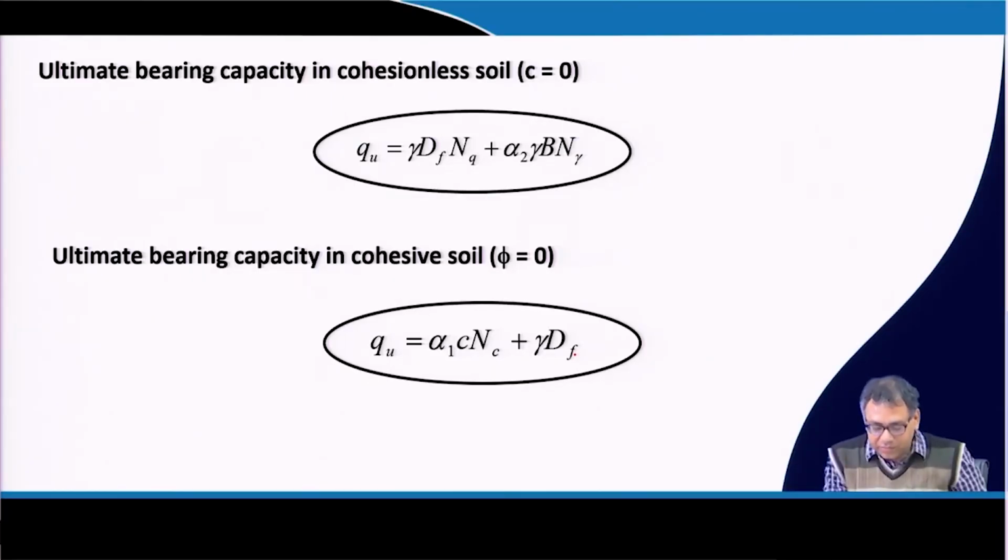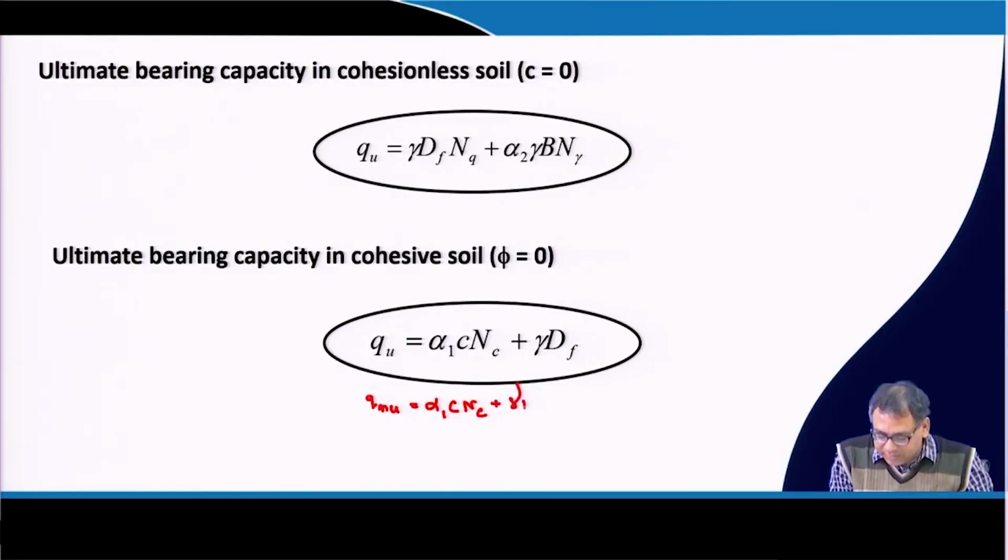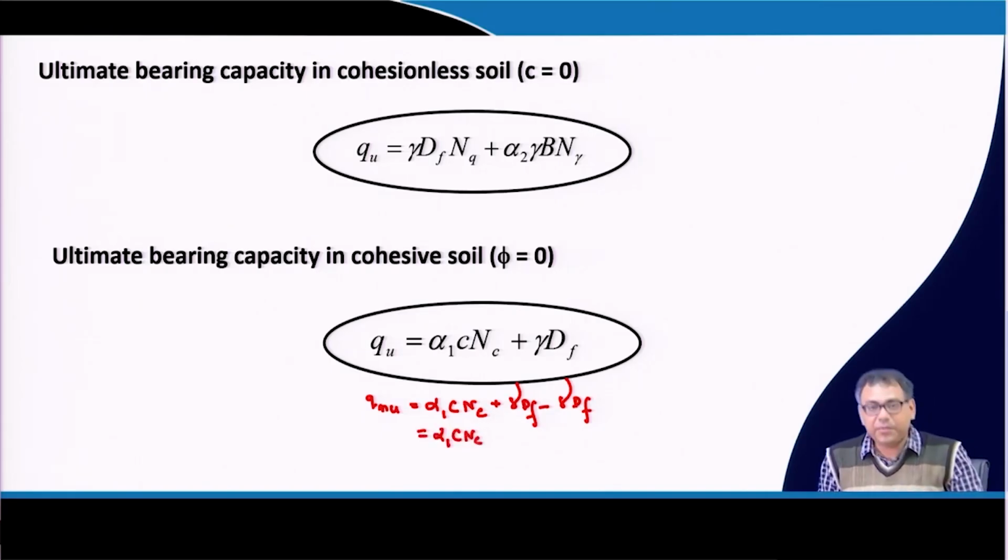But if you want to calculate the net ultimate bearing capacity, q net ultimate, then this will be alpha 1 C Nc plus gamma Df minus gamma Df, because it is the net ultimate. So ultimately it is alpha 1 C Nc. So for the net ultimate, it is also not a function of the depth of the foundation. Okay, so that is the important thing for cohesive soil.